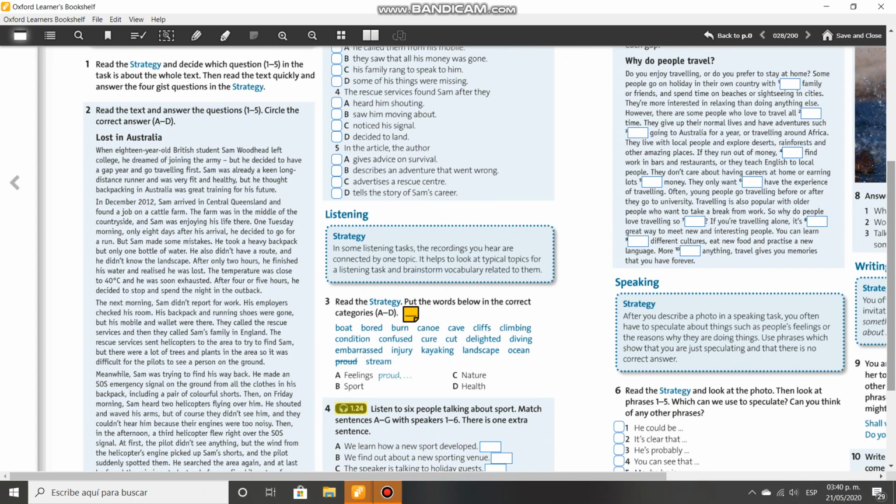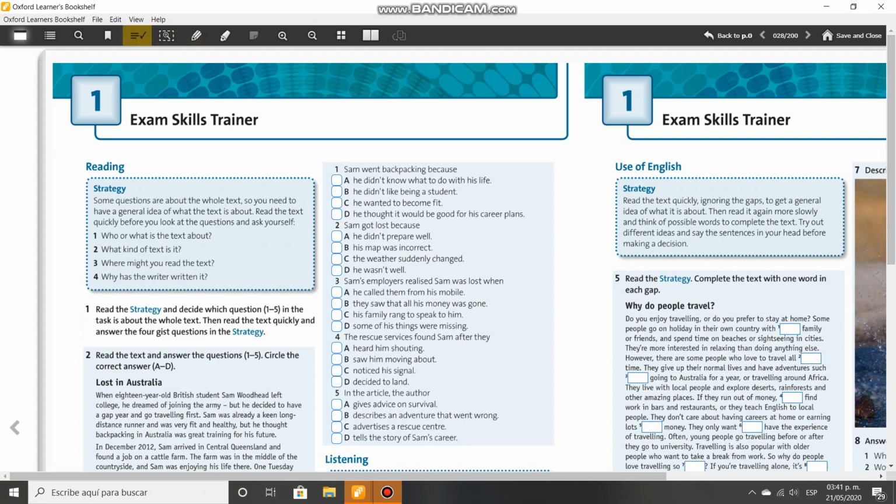And it says, read the text and answer the questions 1 to 5. Circle the correct answer, A, B, C, or D. Lost in Australia. And I'm going to give you 10 minutes, take 10 minutes to read the whole text, and then we are going to check the answers from the questions 1 to 5 that you have there on the right, okay? So take only 10 minutes. After you have finished it, let's check your answers, okay?